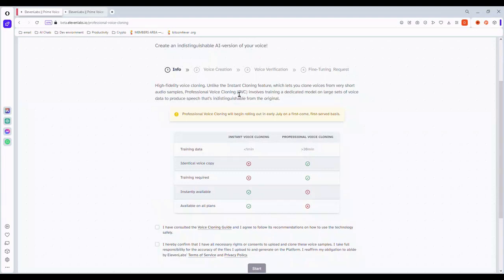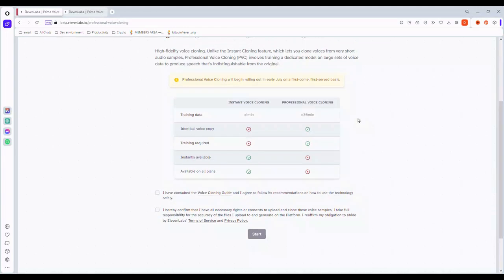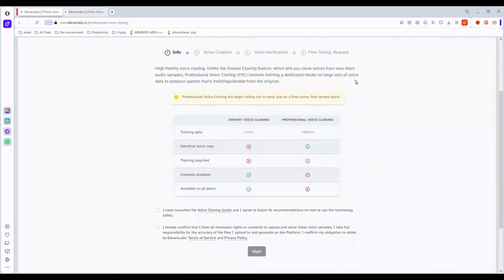So I have to do this. This process takes a lot more than the instant cloning, because for the instant cloning, you really only need to upload a good quality 5 minutes of audio, and that's all you need. But for this one, you need like 2 hours, I think, of the best quality that you can find. This is the real fine-tuning process, and according to them, there's not going to be any difference at all between this model and your actual voice.